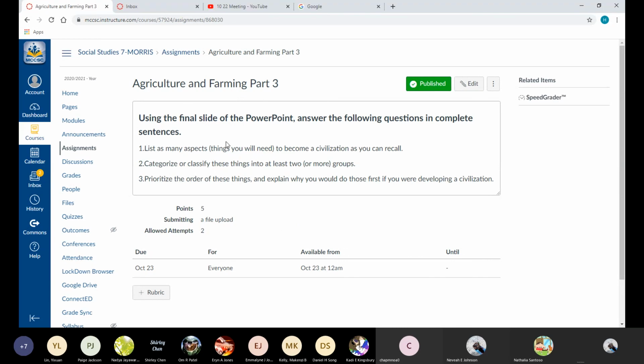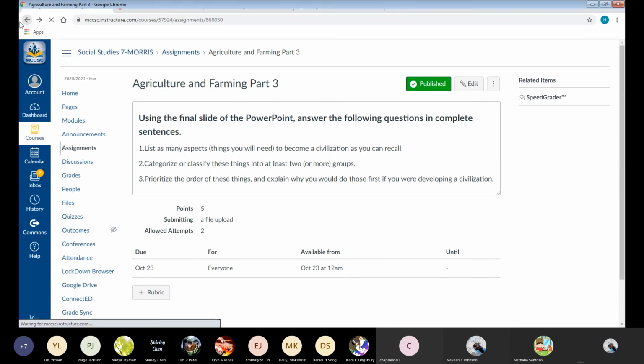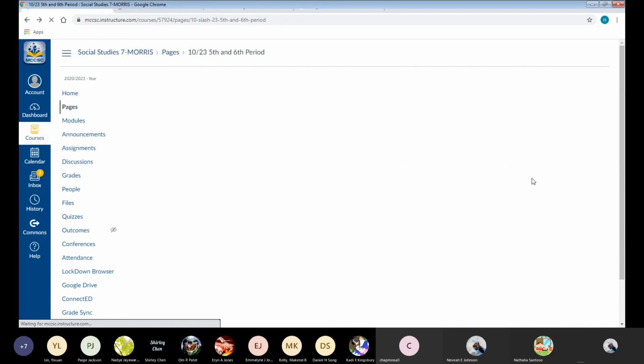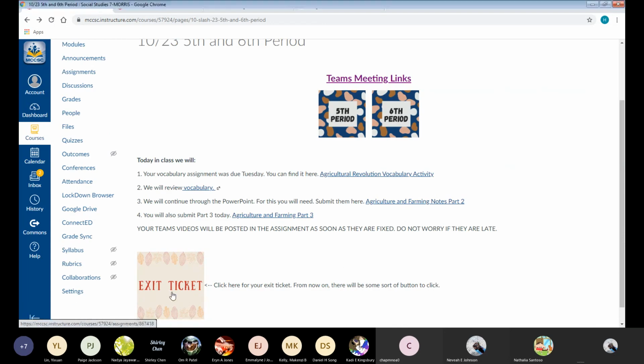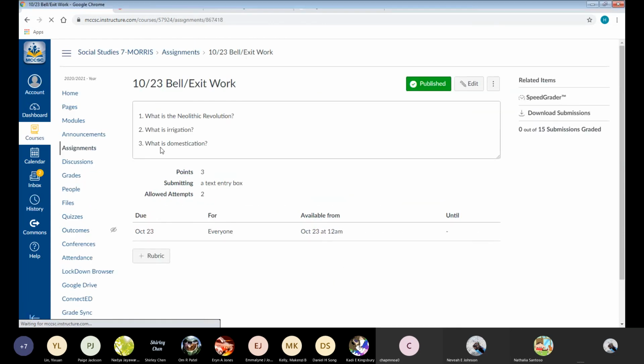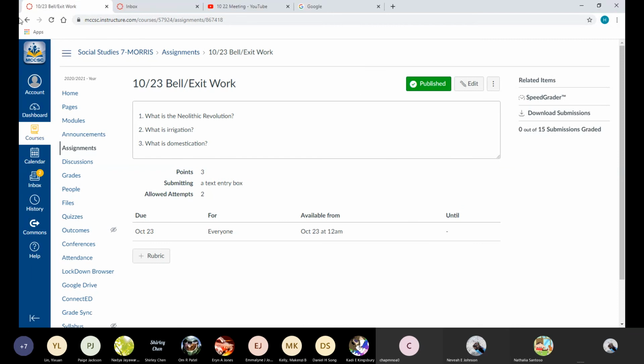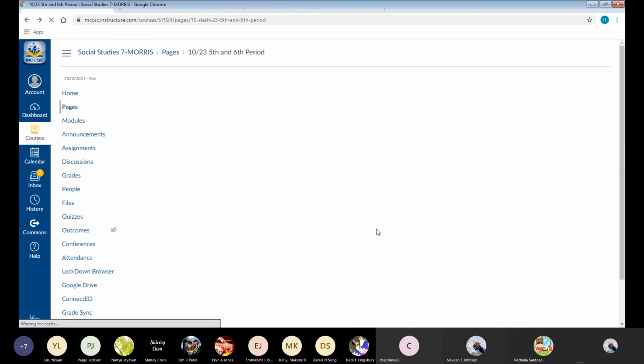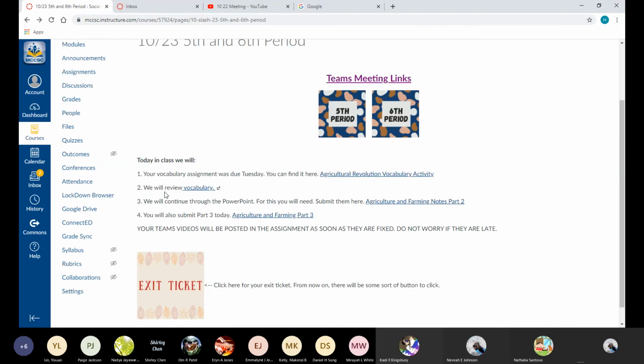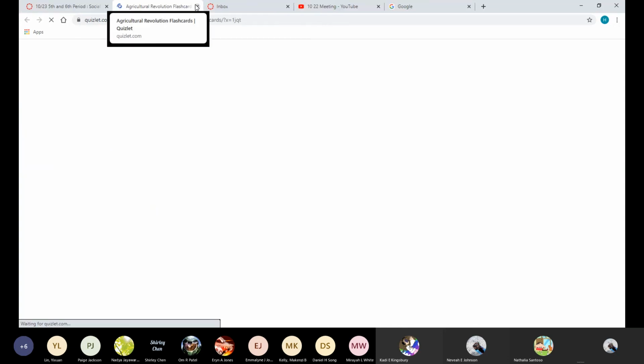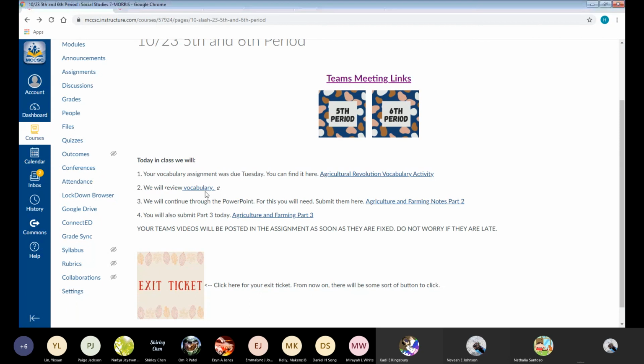So you have the rest of the hour to work on that and to work on your exit ticket. And sorry, I said the rest of the hour, but class is over now. So the exit ticket for today, what is the Neolithic Revolution? I'll give you a hint. These are all in your vocabulary terms, so you could look at your vocabulary terms to figure that out. And your vocabulary is also on today's page. We'll review vocabulary. So that's also on there. So your exit tickets are all answered in that vocabulary link right there.